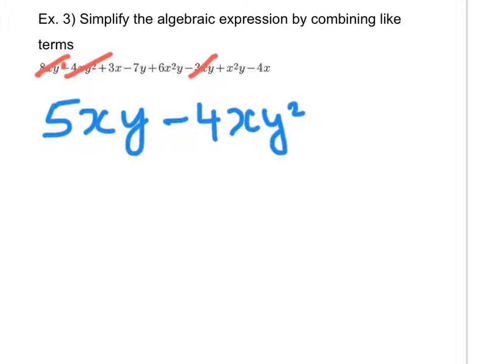Next is x's. We have a 3x. Have we anything else? Yes, we have minus 4x. So if I have 3x's and then I take away 4x's, I end up with minus 1x, or minus x you can write as well. Next term, minus 7y. Anything else with just a y variable? No, so that stays as it is.